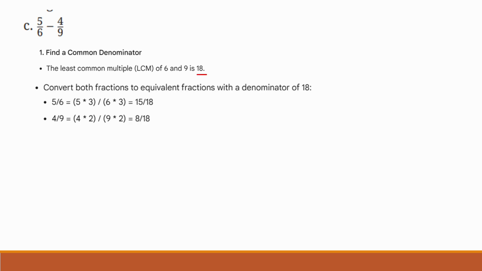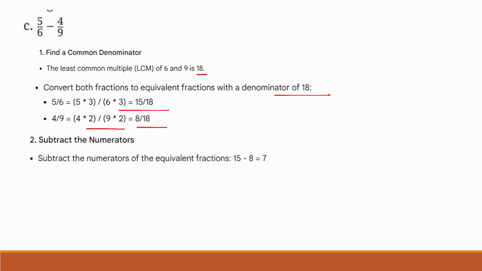Next one, 5 by 6 minus 4 by 9. Here the denominators are different. First find a common denominator. LCM of 6 and 9 is 18. Convert both the fractions into equivalent fractions such that the denominator is 18. So 5 by 6, you multiply both numerator and denominator by 3. Then you will get 15 by 18. Then next fraction 4 by 9, you multiply both numerator and denominator by 2. Then we will get 8 by 18.